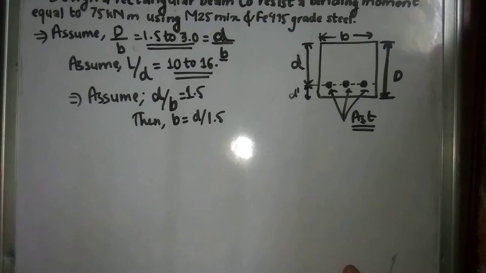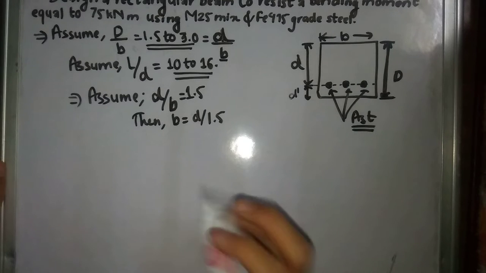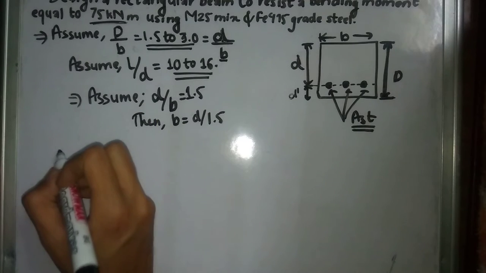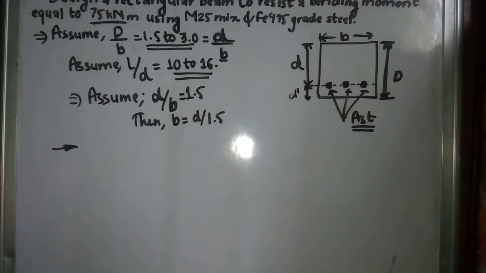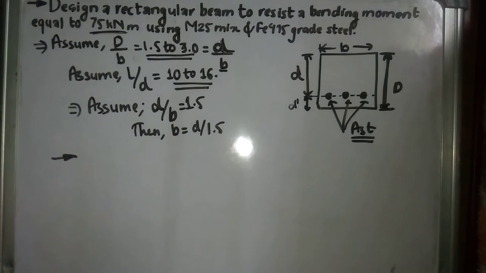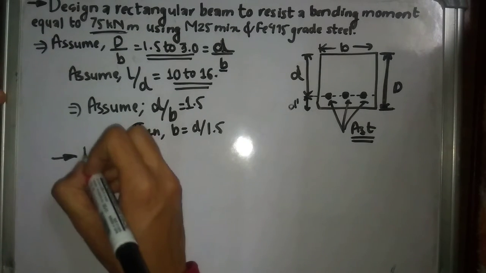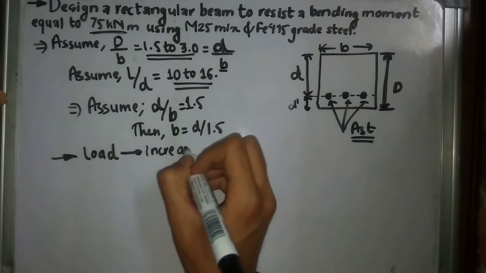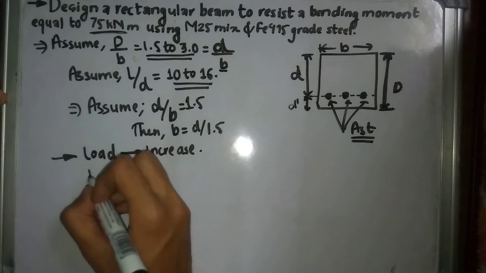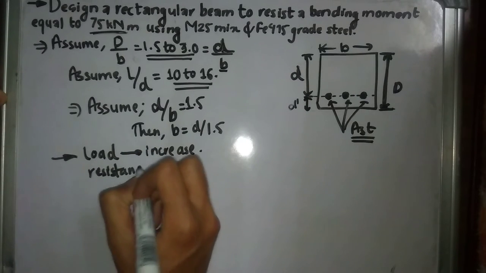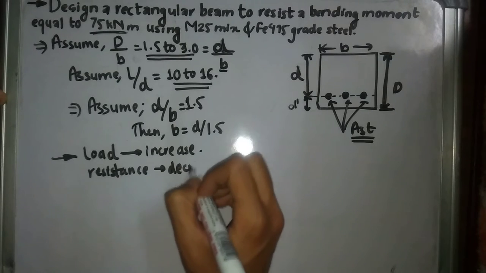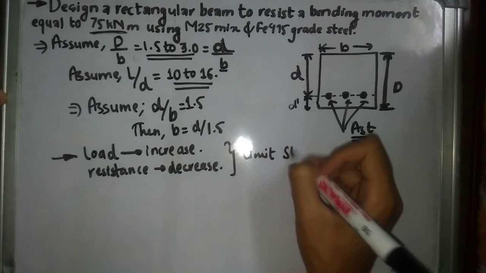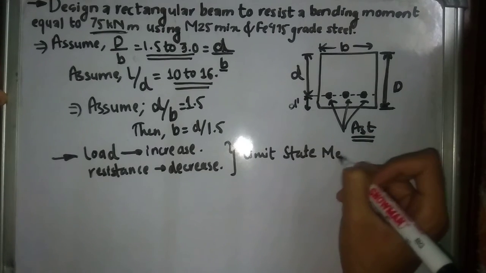Next, we have to design a rectangular beam in order to resist a bending moment of 75 kN-m. Right now, we are going to design the rectangular beam by using the limit state method. Under the limit state method, we increase the load, while for the resistance, we decrease the resistance. So we're going to design our beam by using the limit state method.